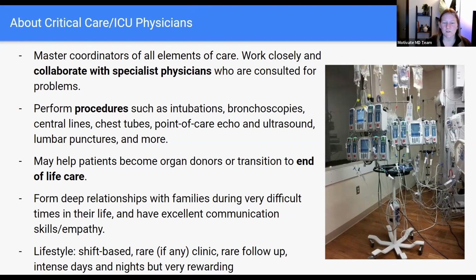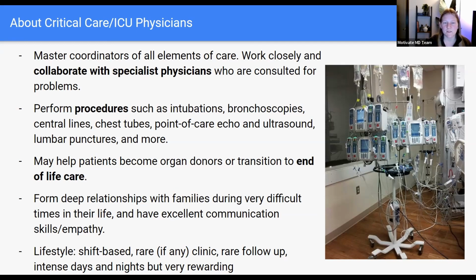Critical care doctors see patients when they're at their sickest and at their worst, and when people might not know if they're even going to make it through. And unfortunately, a lot of their patients don't make it. And so ICU physicians can also be a part of transitioning patients to end of life care while they're in the hospital, and maybe even helping them become organ donors. And then, of course, having relationships with family members during these really difficult times when the patient's sedated or in a coma or something, and they can't actually get updates on their own status.